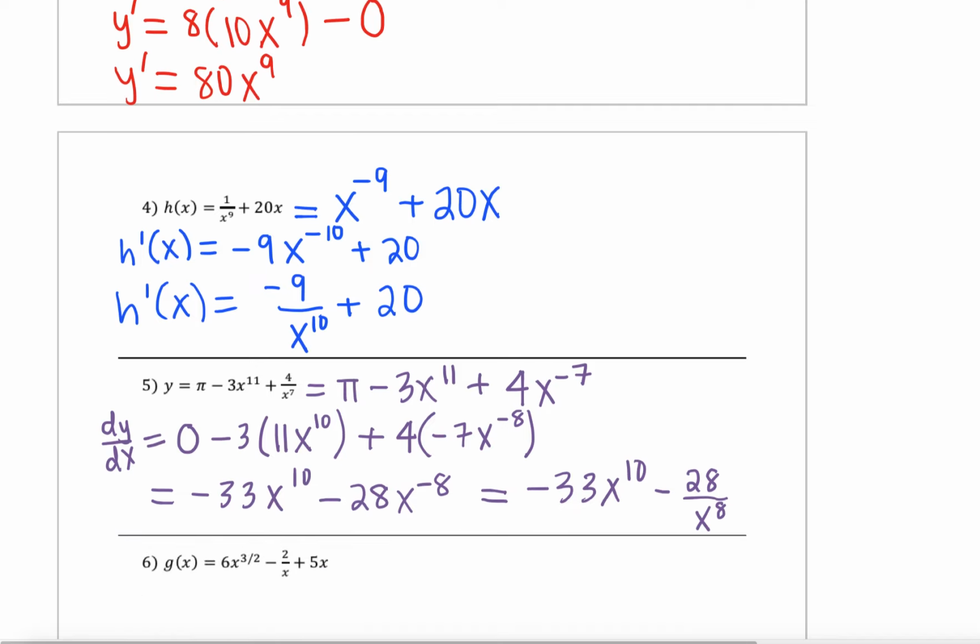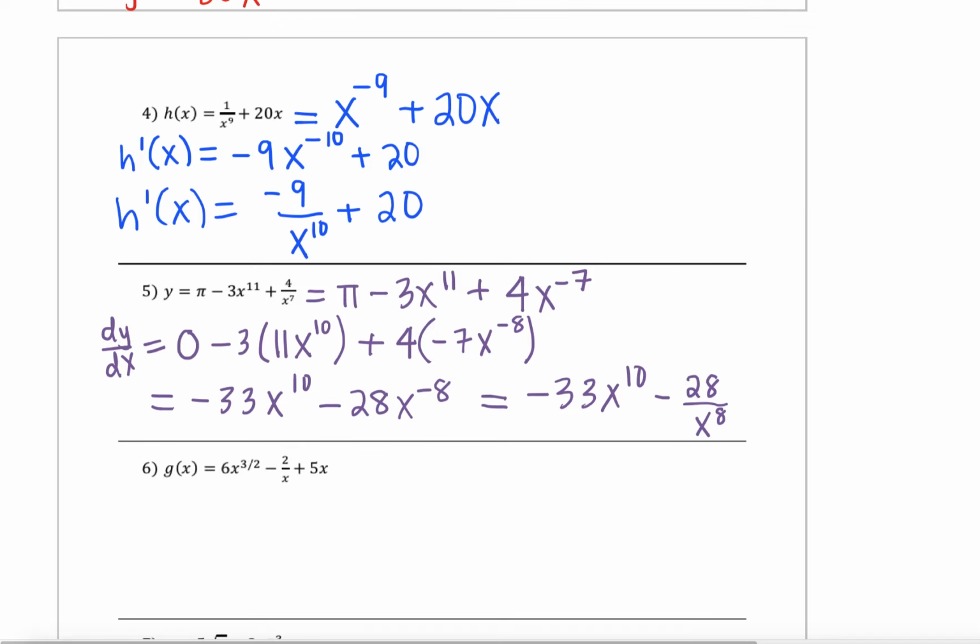Okay, let's look at example 6 now. Here we have g of x is 6x to the 3 halves minus 2 over x plus 5x. Now the last two terms are similar to things we've seen. This first term is a little different. We now have a fractional exponent. Well, if you look back at the first page, we can use the power rule for any rational number, so this also works on fractions as well.